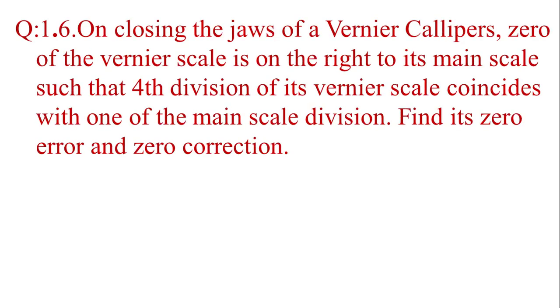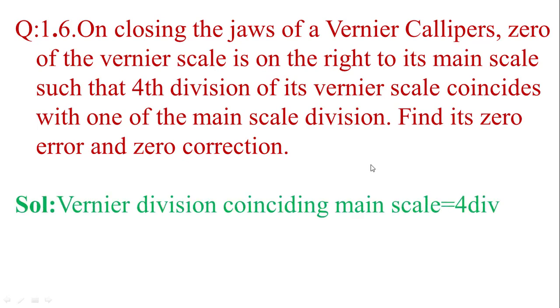In 1.6, on closing the jaw of a vernier caliper, the zero of the vernier scale is to the right of the main scale, such that the fourth division of the vernier scale coincides with one of the main scale divisions. Find its zero error and zero correction. This question can be solved by two methods. Both methods are correct. First, we see the first method.